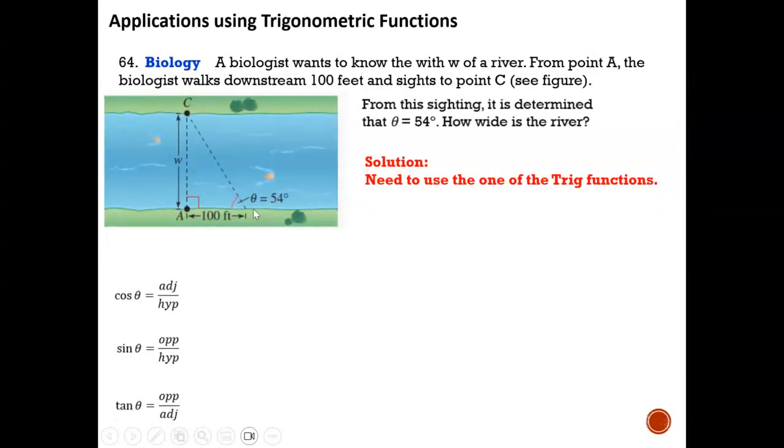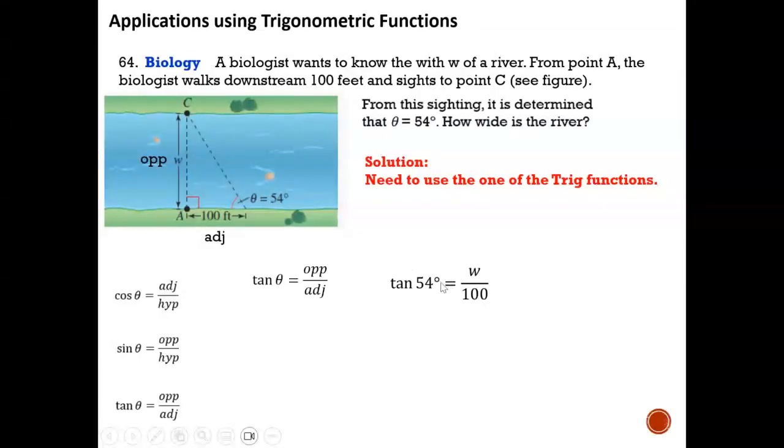But check this out. They also give us the angle, and they give us the adjacent. So it cannot be the sine either, because the sine needs a hypotenuse, and this is my hypotenuse, which is not given. So we're going to use a tangent. Opposite, the adjacent. Tangent of theta is equal to opposite over adjacent. So tangent of 54 degrees equals the opposite, which is the width of the river, over 100.